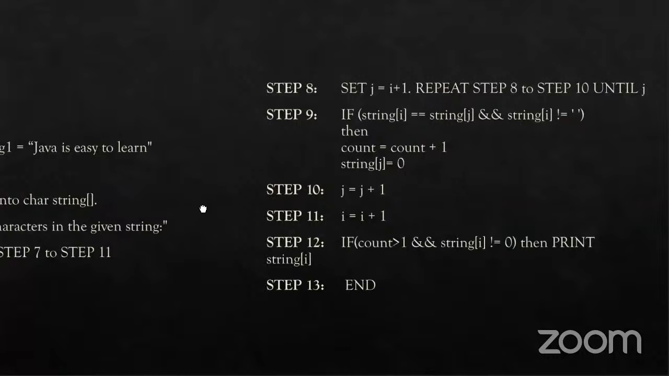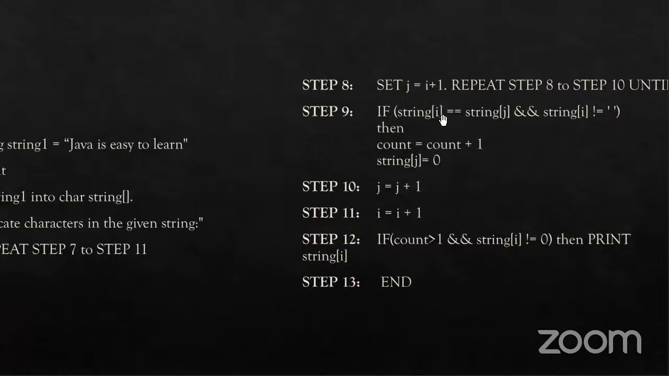I check whether the characters at i and j, that is the i loop and j loop, where the character at i is not equal to a white space, because we don't need to count white space. We only count the characters. I compare the two arrays using the equals operator.